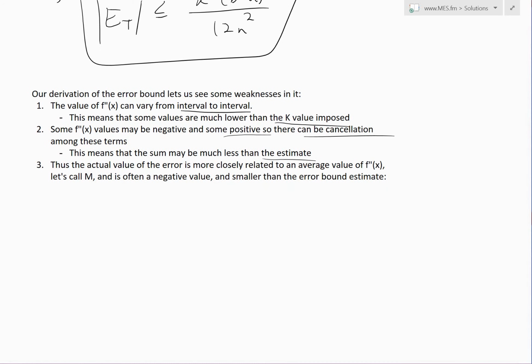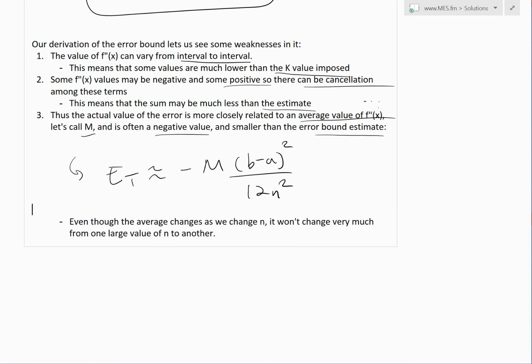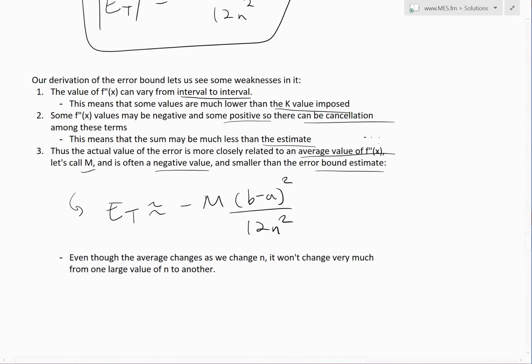This one might be a bit too high. Thus, the actual value of the error is more closely related to an average value. Instead of imposing an absolute maximum, we can go for an average one. Let's call it M, and often it is a negative value and smaller than the error bound estimate. So E_T is usually equal to negative M times (b minus a) squared, in fact, divided by 12, and right there.